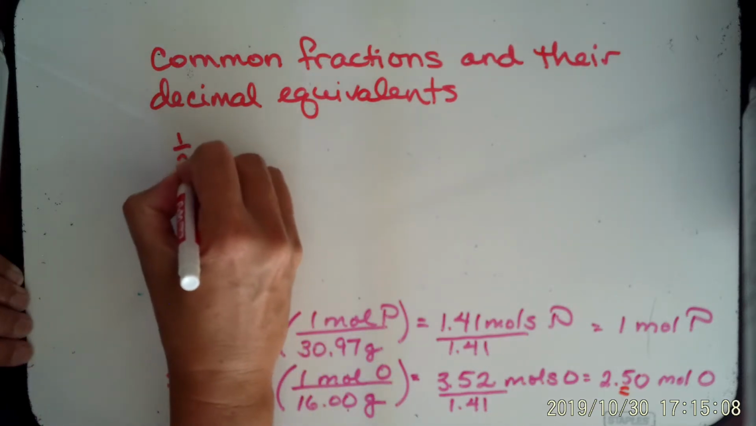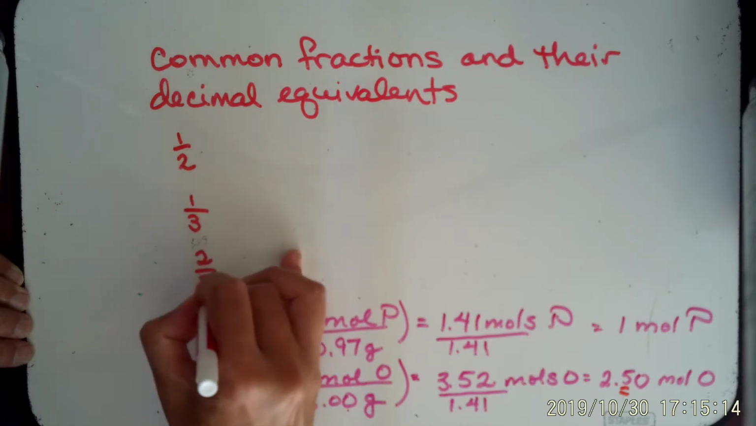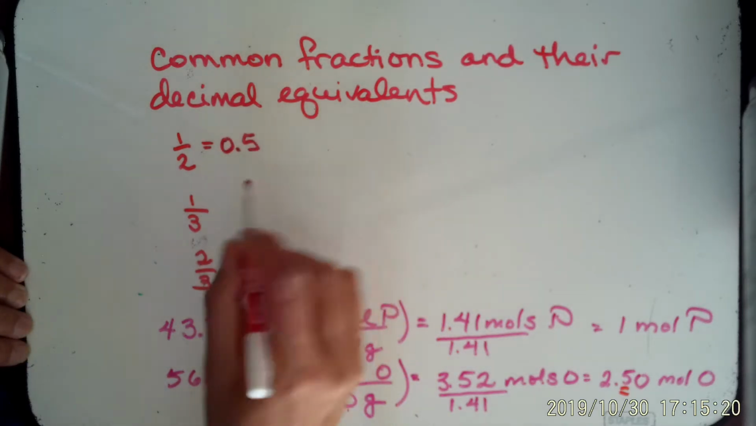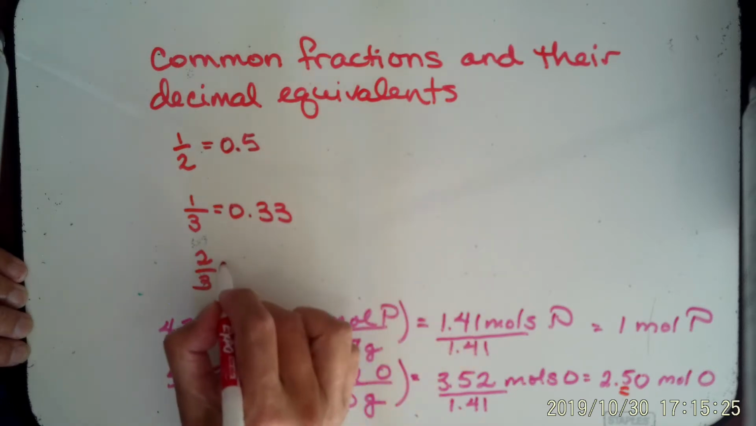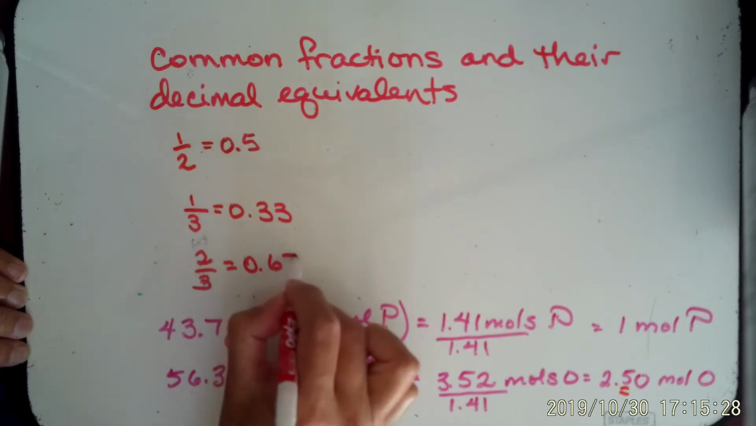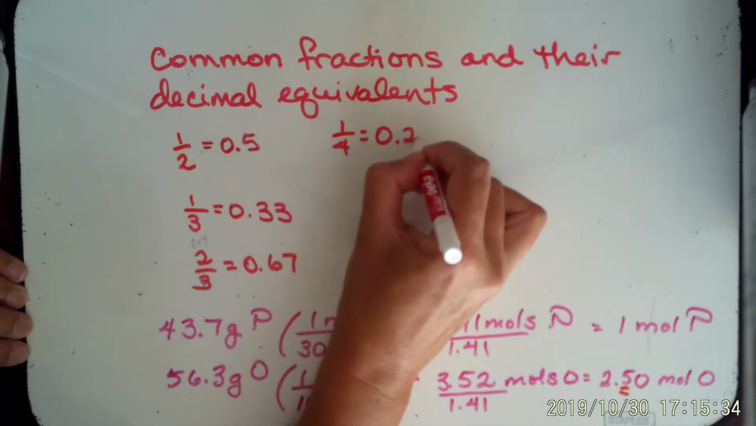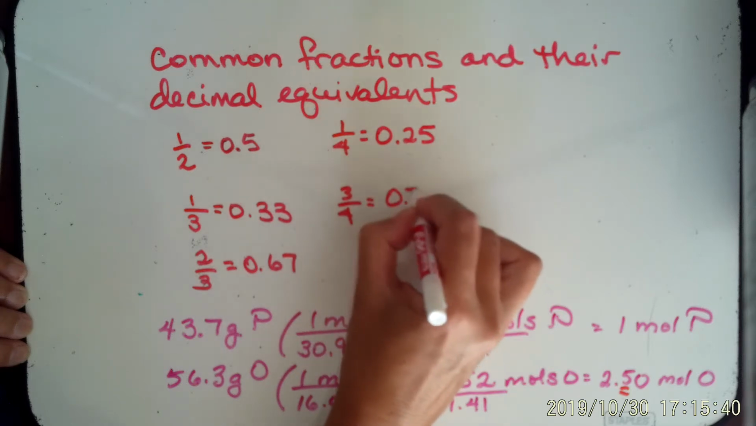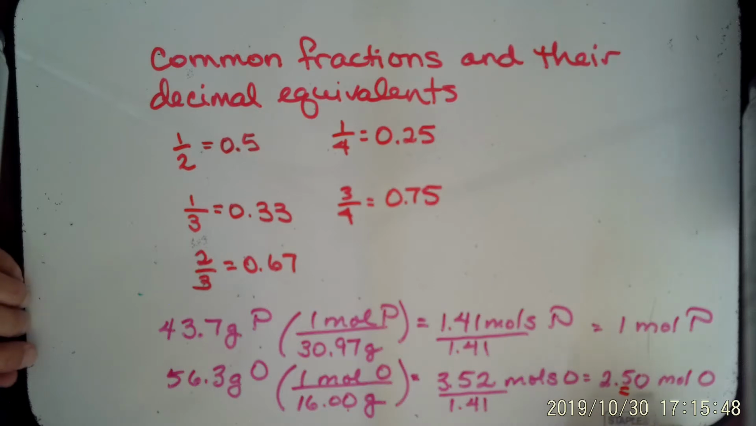So if I look at some common fractions, 1/2, the decimal equivalent is 0.5. 1/3, the decimal equivalent is 0.33, etc. 2/3 is 0.67. And rarer, but you may see 1/4, or you may see 3/4. If you look at this, then basically I have a fraction here. So 2.5 is equal to 5/2.